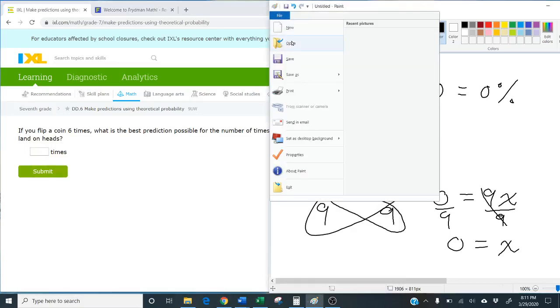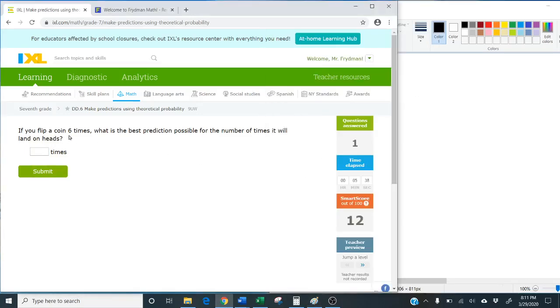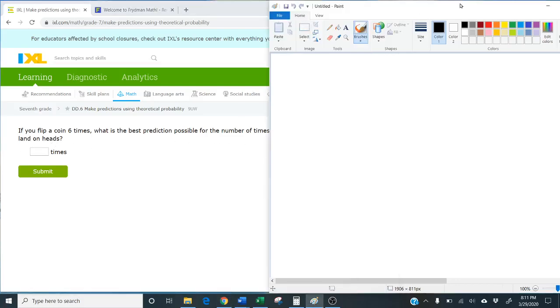If you flip a coin 6 times, what is the best prediction possible for the number of times it will land on heads? Well, if we flip a coin, the probability that the coin comes up heads is 1 out of 2, because there are two sides to a coin, heads and tails, and one of those sides is heads. So that's the probability there. That is also equal to 0.5 or 50%.